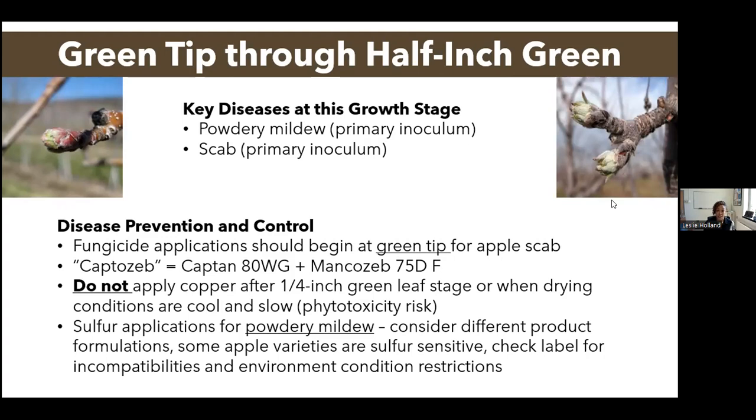In terms of disease prevention, fungicide applications should begin at green tip for apple scab. This is critical. The next slide, we'll talk briefly about a model that's available to help you make those decisions in your orchard. Captozeb is a hybridization of the words Captan and Mancozeb, but really it's a tank mix. It's a very highly recommended tank mix that can be used during this part in the growing season and even past that to help manage a lot of these fungal diseases.